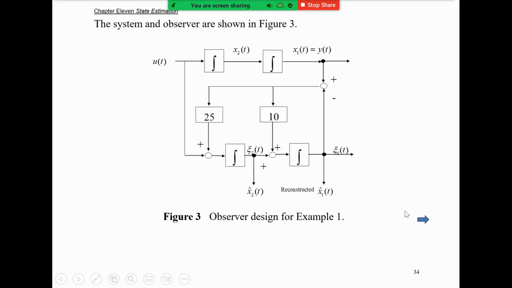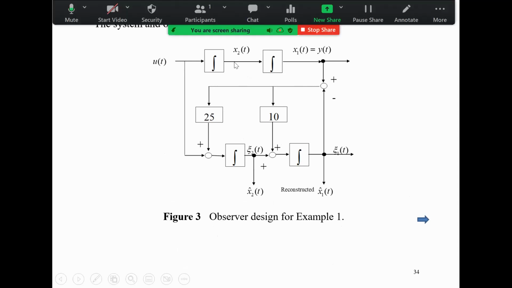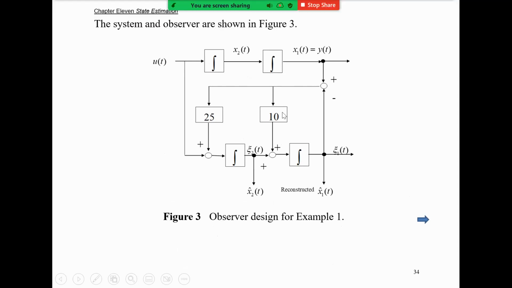Okay, let's do the simulation. Here I already show you the block diagram. At this moment, I think most of you have already practiced how to use Simulink to build those block diagrams. It's very easy. On Simulink, you have all those blocks, you have the integrator, you have the scopes in there. You just put them together, build a block diagram and do the simulation. Here the system itself is just a double integrator.